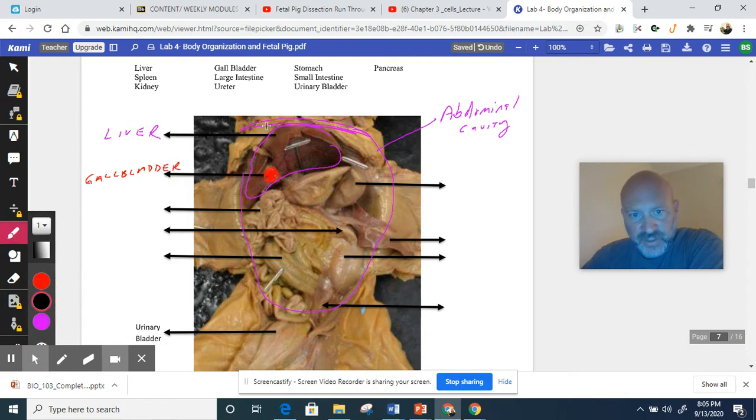This structure here is a big sac, very easy to find. This is the stomach. There would not be any food in there because these are fetal pigs that haven't eaten anything yet. You'd be able to peel off this very thin structure. It almost looks like a tongue, and it's held on by this light tissue to this deep area here. This is called the spleen.